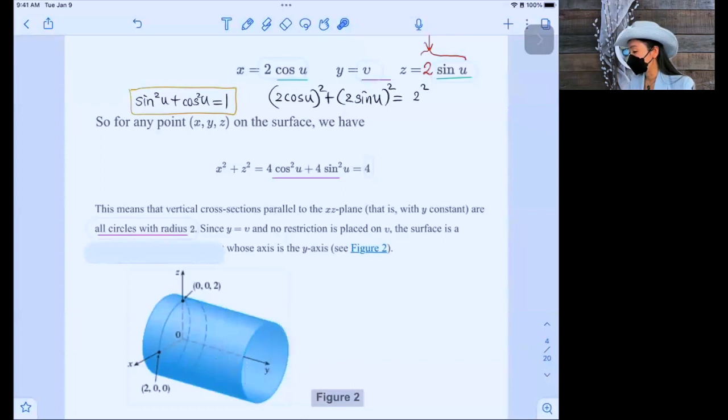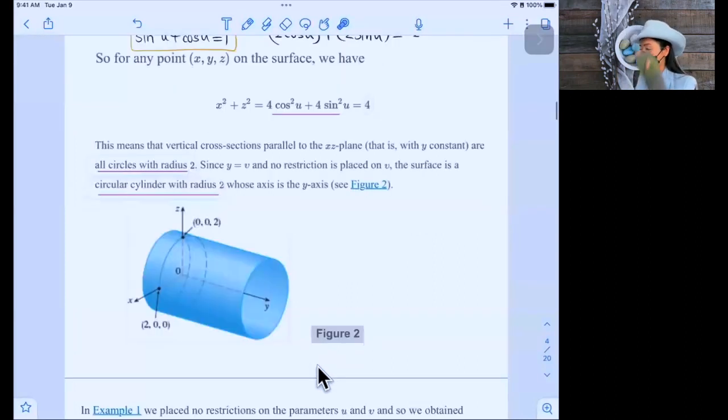So it's like the circle extended along the y direction. What kind of surface is this? How do you describe this in words? It's a cylinder, okay? It's a cylinder with radius 2, and the axis is the y-axis. So this curve here will be a circle, and as y changes, you have different circles, they all have the center at the y-axis and radius 2. So it will be a cylinder like this.